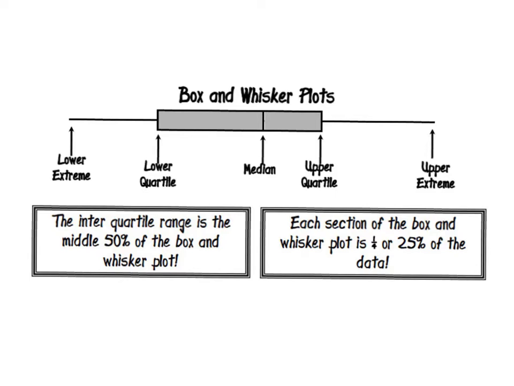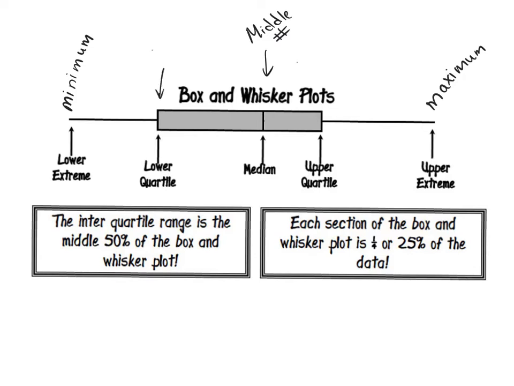We are going to start with a quick review over box and whisker plots. So remember, we have the lower extreme, which is also known as the minimum. This is the smallest number in your data set. And then we have our upper extreme, which is also known as the maximum, which is the largest number in your data set. The median is the middle number in your data set. Remember, they have to be ordered from least to greatest.